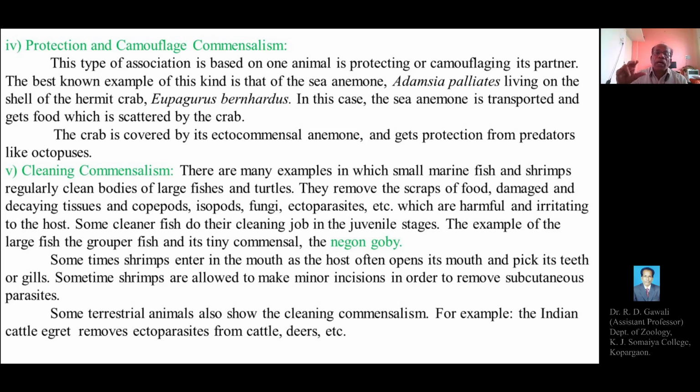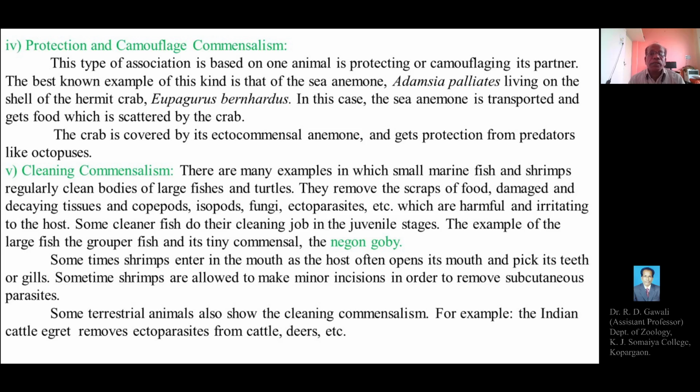Then some shrimps are allowed to make minor incisions or injury so as to remove the subcutaneous parasites. See, these subcutaneous parasites can be used by the shrimps as food.